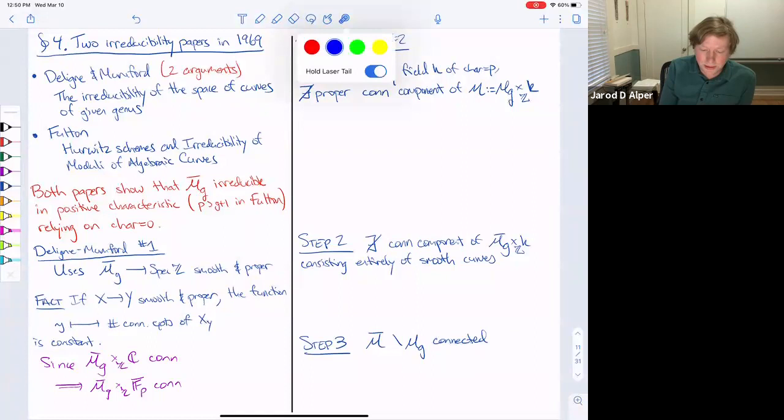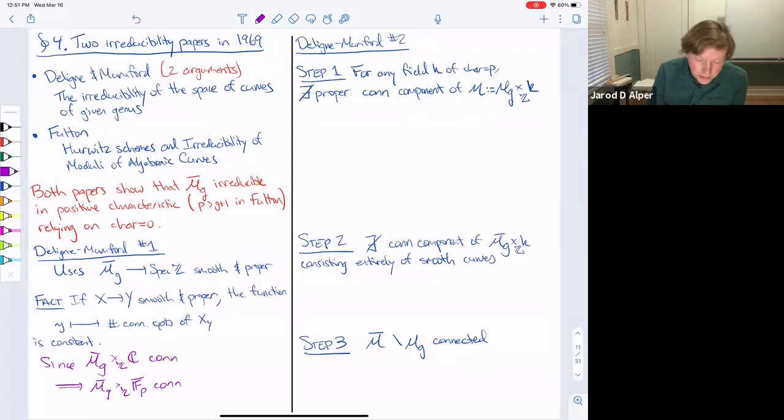So the idea was you first show that for any field, there doesn't exist any proper connected components of MG. This was actually the hard part, that there's no proper connected components of MG. And this is the part that uses a lot. It uses the existence of coarse moduli spaces of MG over Z, in fact, and they relied on GIT.